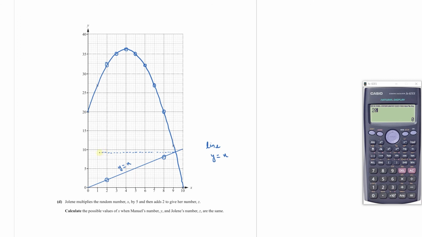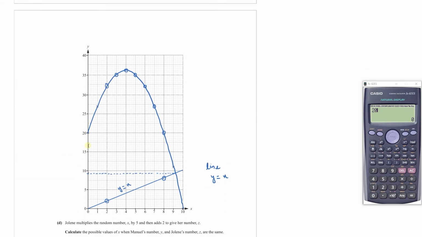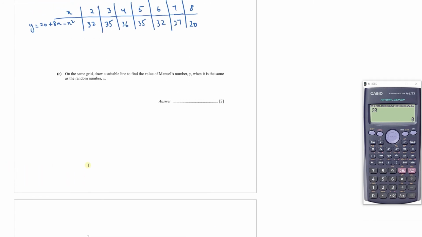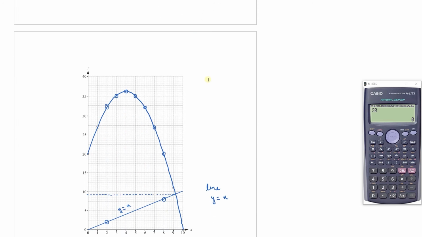Basically trying to keep it as straight as possible in the middle here. So this will be 10, this is 9, so this is around 9 point, you can say it's a little below the middle, so maybe 9.4. So your answer is 9.4. This is the point where the value of y and x is the same.